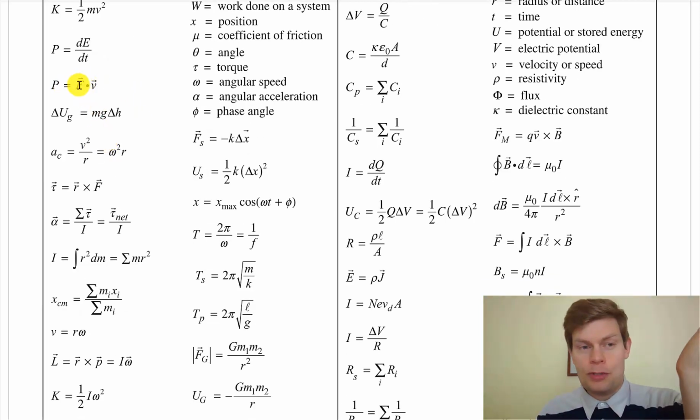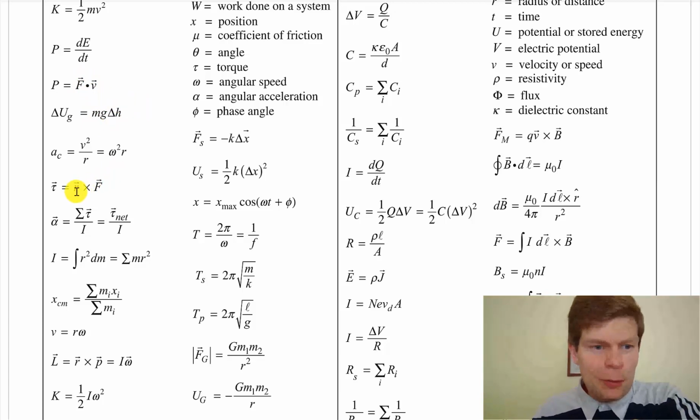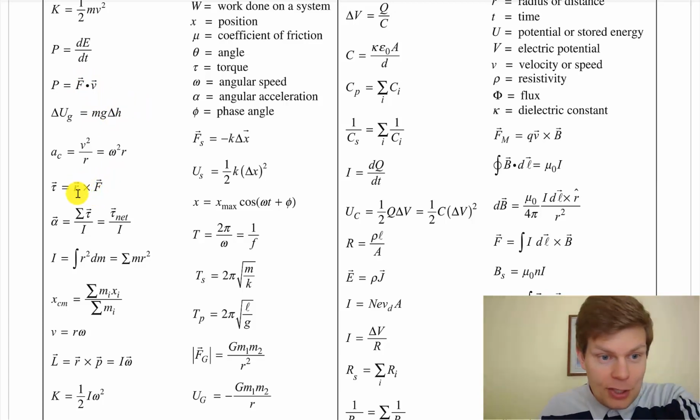With power, which is force times velocity, we've got a dot product because what matters is the component of the force in the direction of the velocity. We also have a bunch of cross products here. So right here we've got a cross product.